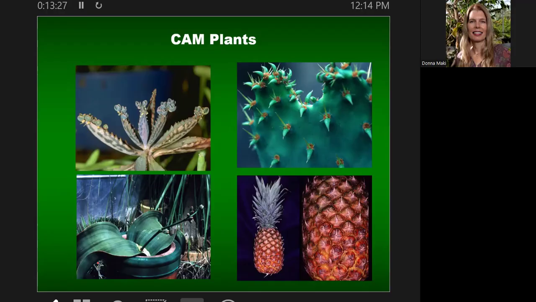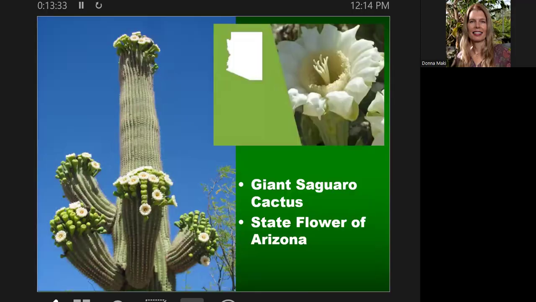So lots of succulents, as you can imagine, because most succulents are native to the western habitats here in America. So the giant saguaro, beautiful, beautiful cactus. It's actually, the flower is the state flower.